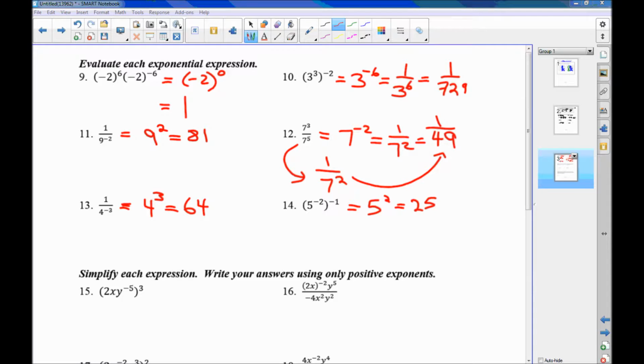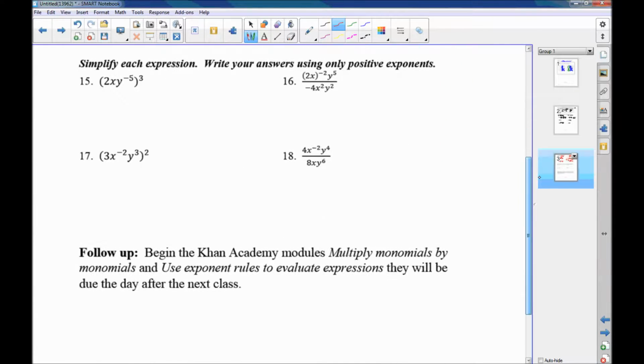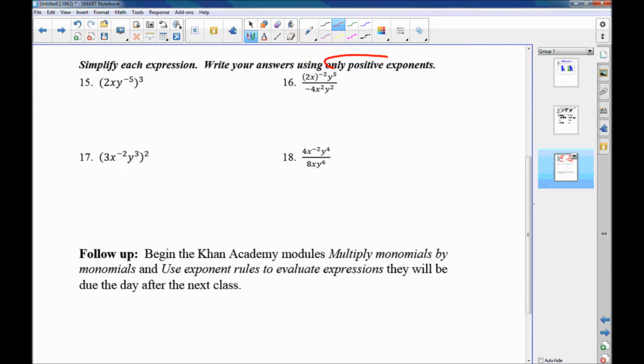All right, so let's take a look at our bottom ones here and use our exponent rules to simplify these out. Notice our answers can only use positive exponents, so no 0 or negative exponents when we're done. All right, so on number 15, we take the exponent outside the parentheses and we times it to the exponents inside. So 2 to the first power becomes 2 to the third power, which is 8. And x to the first power now becomes x to the third power. And y to the negative 5 power becomes y to the negative 15 power.